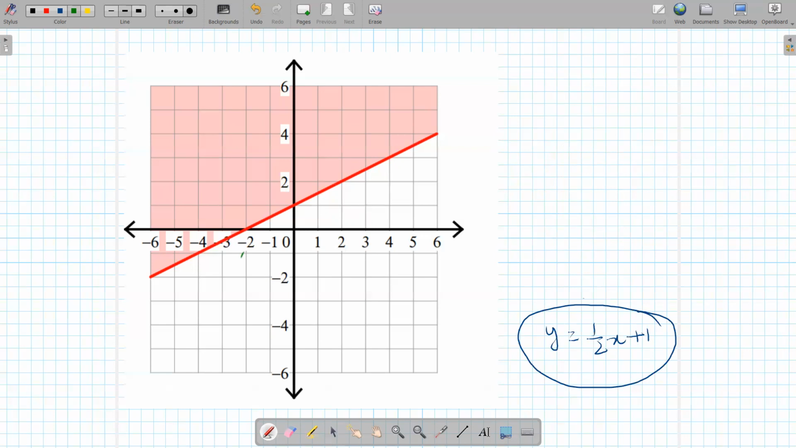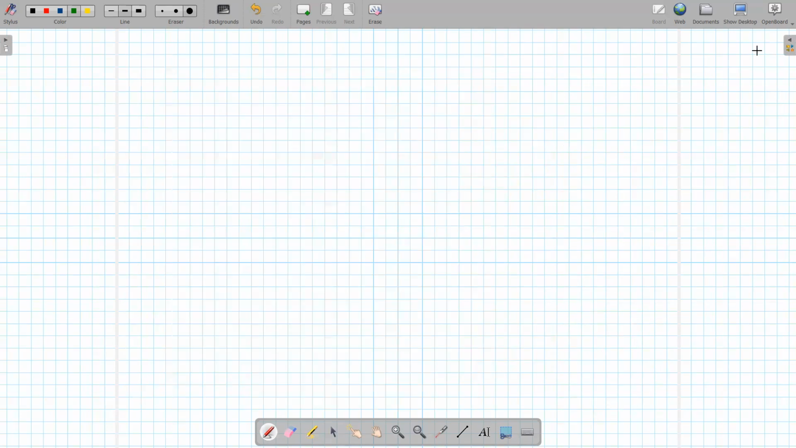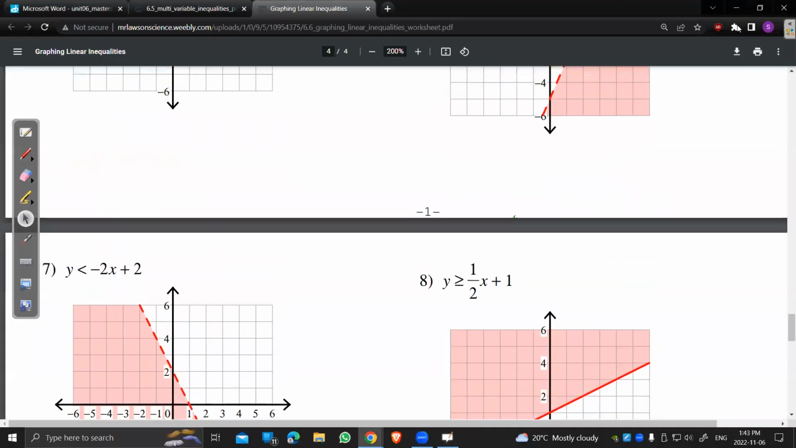It's greater than or equal to. That's absolutely right, because this point up here, if you compare it to the line, it's more, so it must be y is greater than or equal to. Cool.